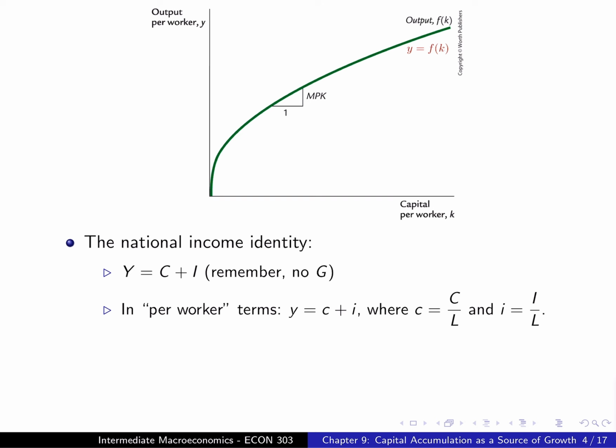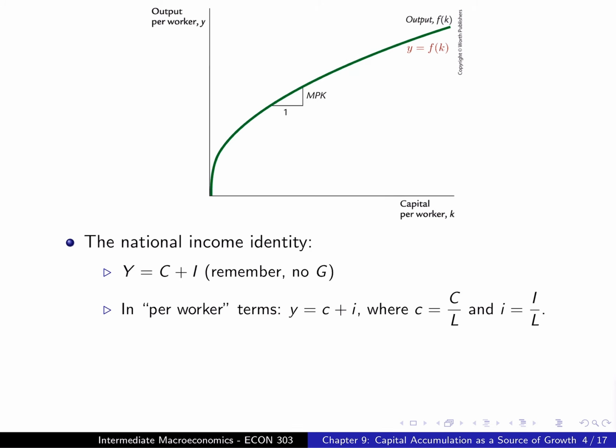Let's now visualize the production function in a Solow model. On the vertical axis, we have output per worker, lowercase y. On the horizontal axis, we have capital per worker, lowercase k. The curve shows the production function, lowercase y equals a function of lowercase k. The slope of the production function at any point is the marginal product of capital, MPK, which measures how much additional output we get when capital per worker increases by 1 unit.